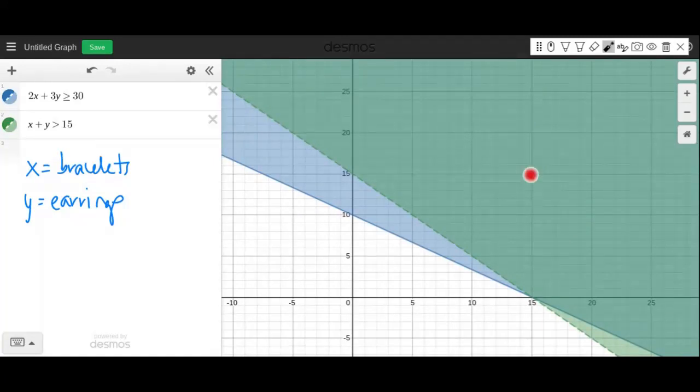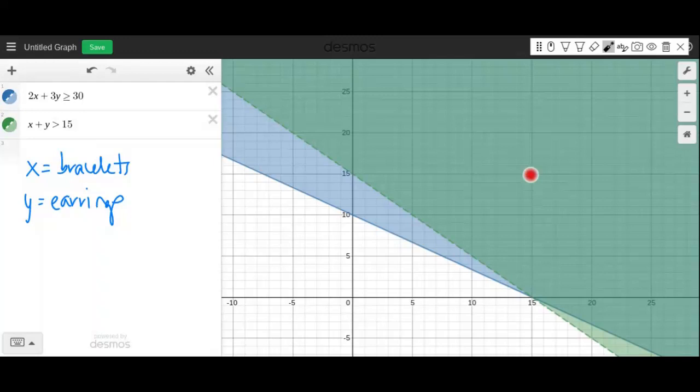Well, hopefully you were thinking that in those two sections that I highlighted, there are going to be negatives. And we're not going to be talking about a negative number of bracelets or a negative number of earrings. So while those areas are solutions to the system algebraically, they're not technically solutions out of context because of the word problem that we're dealing with here.